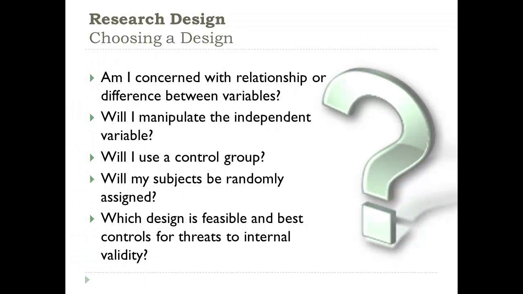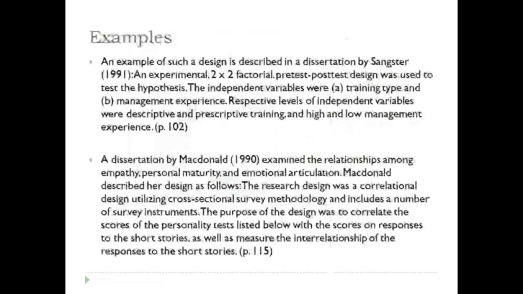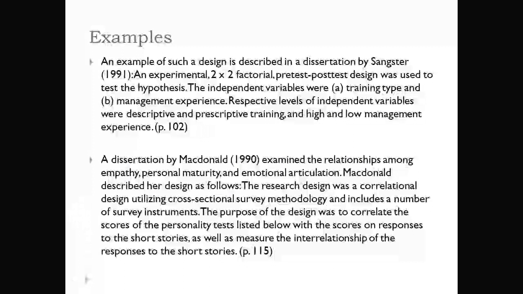Once you have identified the design, you need to ask yourself a few other questions and begin justifying that design. So, using the information that we've just gone over, using the information in your research text as well as the handout I've provided, identify your design and justify that design. Justify that design using the literature in research text as well as empirical literature as I just explained. The handout that I provided has some examples of identifying and justifying your research design. Here are a few additional examples that you may want to look at.